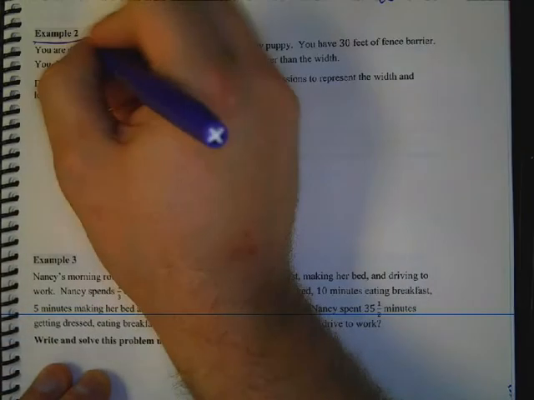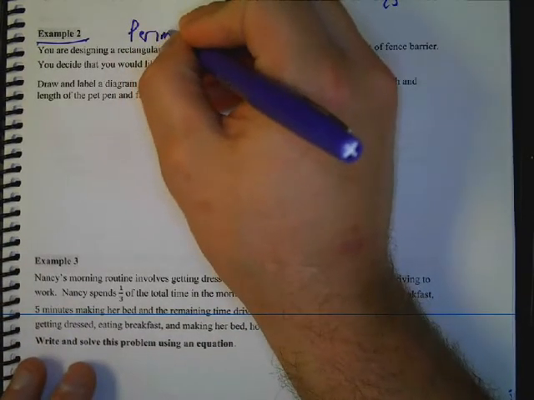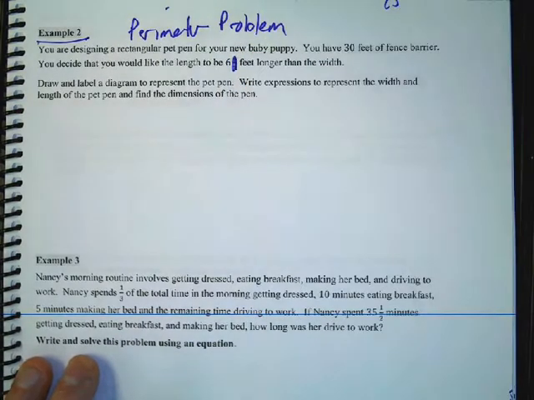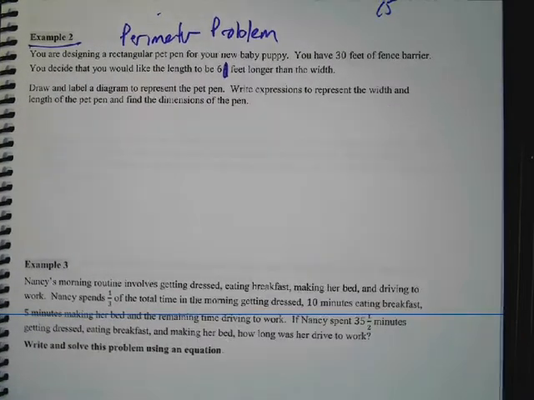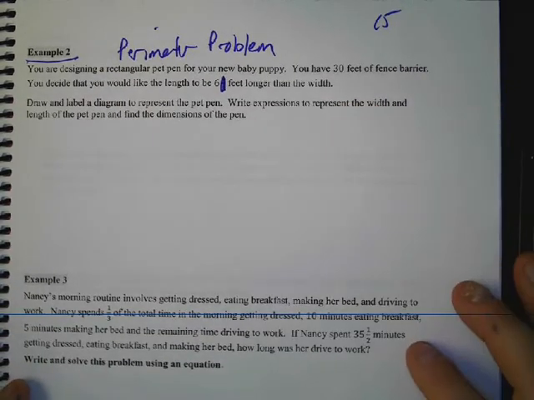This is example number 2. And example number 2 is an example of a perimeter problem. Okay? It's a type of word problem where we're going to use the concept of perimeter to answer questions. We actually did some of these back in Fast and Furious, so this will just be a reinforcement or a review or hopefully help with that skill.